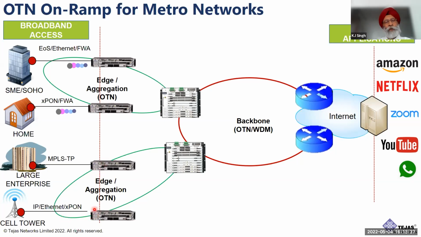Once they come out of these edge boxes, they can go into a larger OTN backbone and carry that traffic towards the routers, and from there on to the end user applications over the internet.